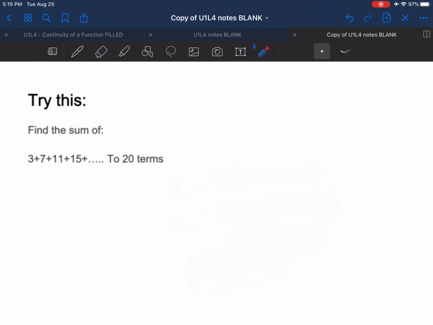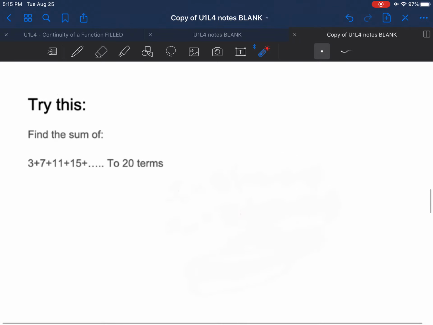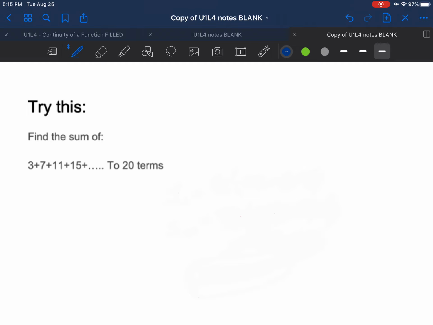Okay, so a couple examples now. Find the sum of this series. We don't have commas, so these are terms of a sequence that are added up, and we want to find the sum of the first 20 terms in this sequence. We better be sure that it is arithmetic, and just to confirm that, yes, it looks like we have the same pattern of adding 4 every time.